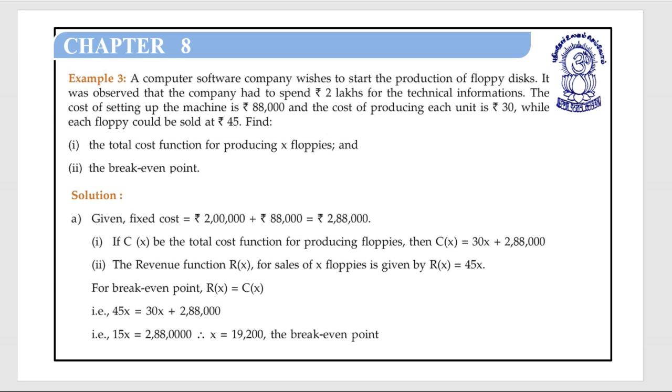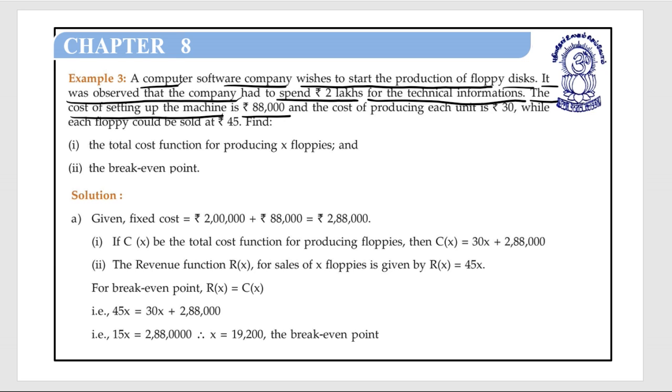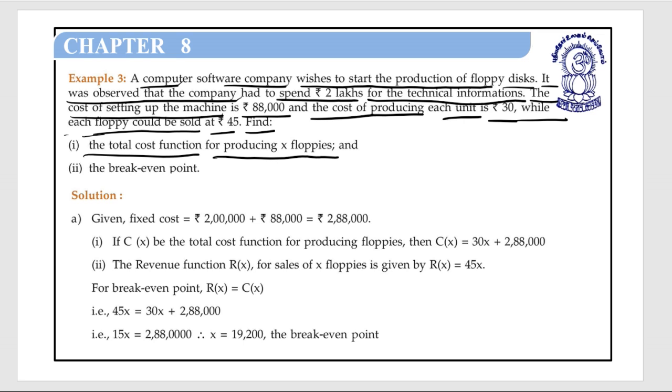Example 3. A computer software company wishes to start the production of floppy disks. It was observed that the company had to spend rupees 2 lakhs for the technical information. The cost of setting up the machine is rupees 88,000. The cost of producing each unit is rupees 30, while each floppy could be sold at rupees 45. Find the total cost function for producing x floppies and the break-even point.